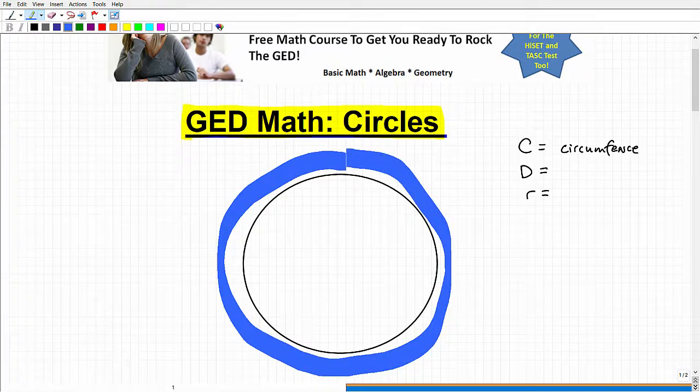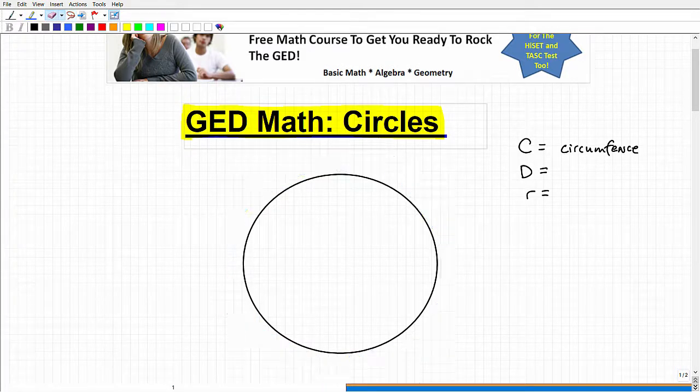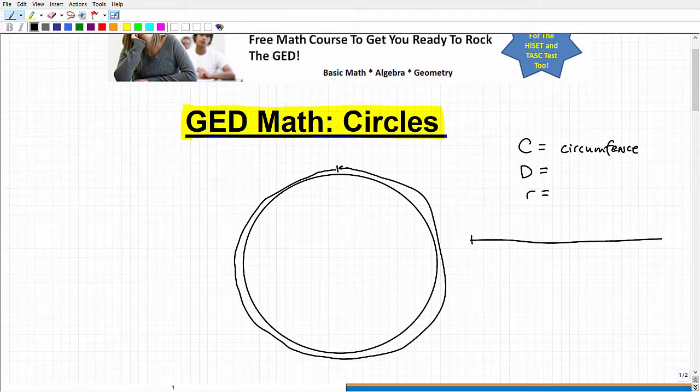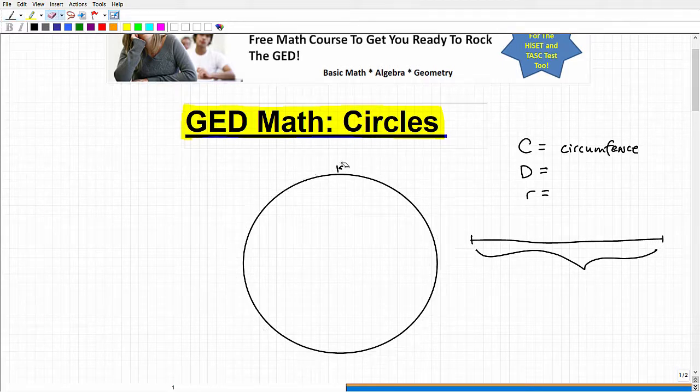That's it. Okay. So imagine if you took a string or something like that, and you started here, and you just took the string and you went around, and then you stopped right there. And then you took that string and you laid it out. Okay. You put it on the ground and you laid it out flat. Okay. Then you measured it. That length, okay, the length around the circle is what we call the circumference, okay? So that's what that is.